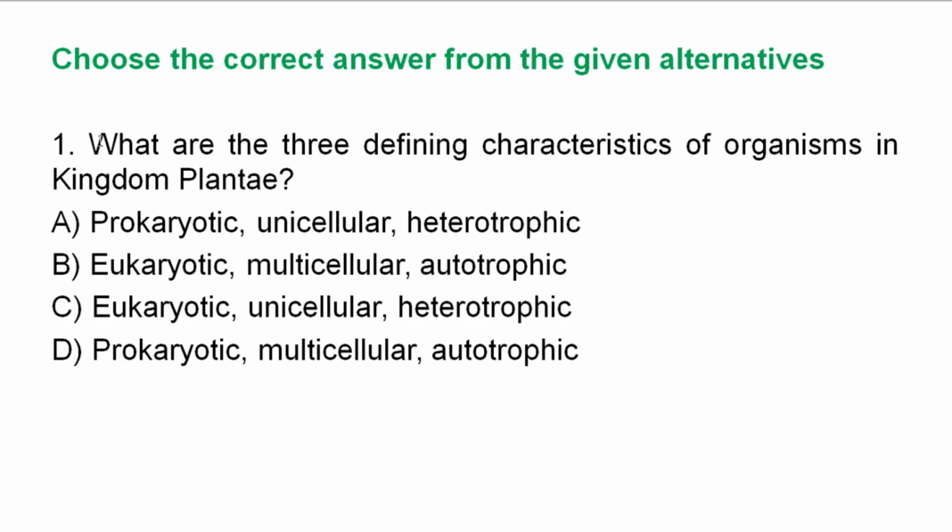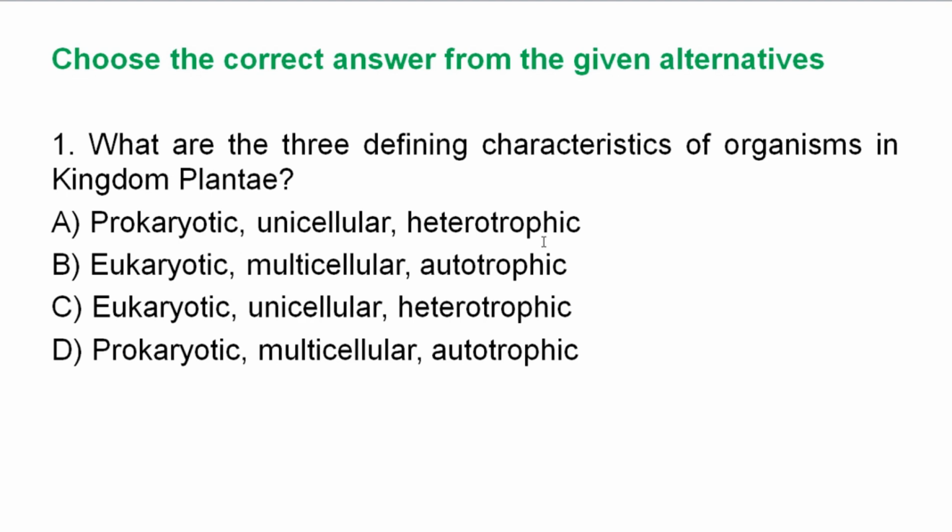Biology. Question number 1. What are the 3 defining characteristics of organisms in Kingdom Plantae? A. Prokaryotic, unicellular, heterotrophic. B. Eukaryotic, multicellular, autotrophic. C. Eukaryotic, unicellular, heterotrophic. D. Prokaryotic, multicellular, and autotrophic. Which one are the common characteristics of Kingdom Plantae from the given alternatives?